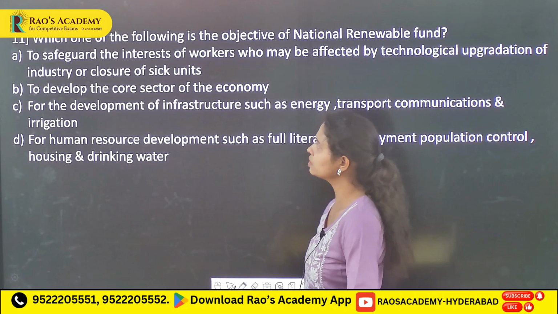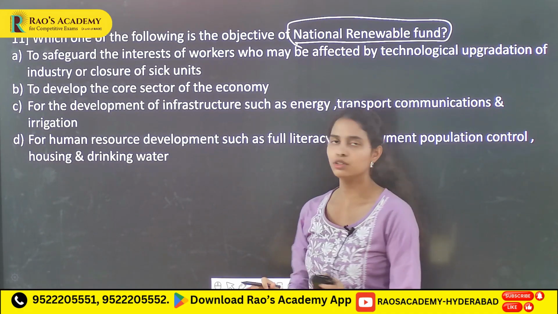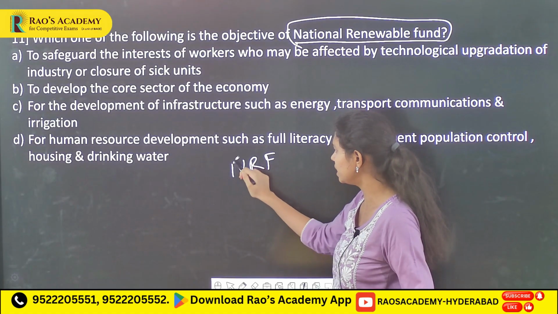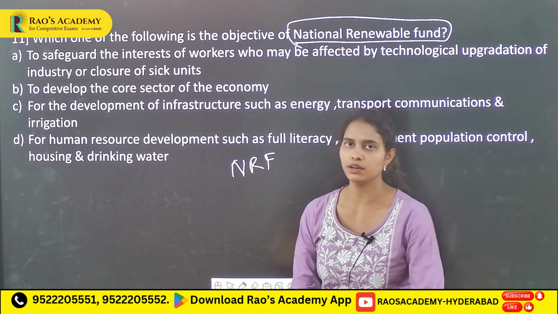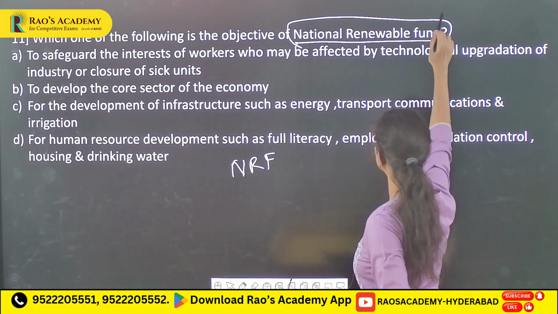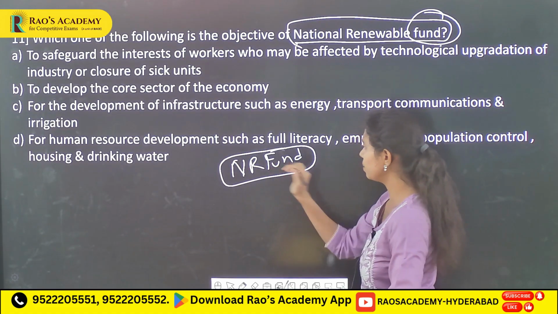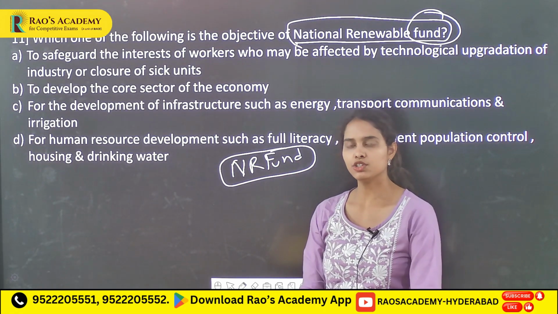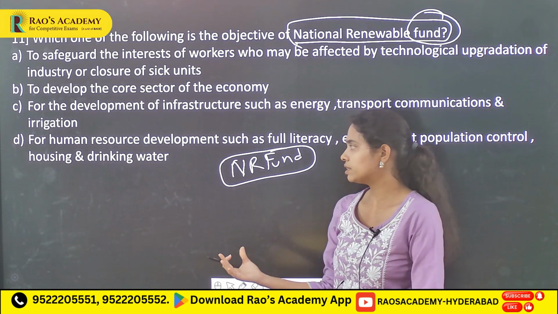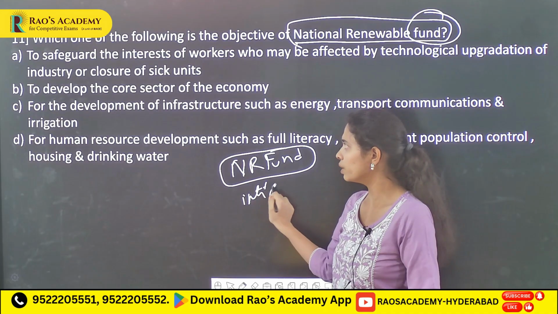Here the question is, which one of the following is the objective of the National Renewable Fund? So, for example, you do not know how to solve this particular question, and this particular fund, the National Renewable Fund, is very new to you. How to solve this kind of question? Here, if you closely observe, it is asking about statements with regard to a particular fund. Usually different funds are established in order to provide welfare services to the destitute, and also to help and improve the interests of different workers in those areas.